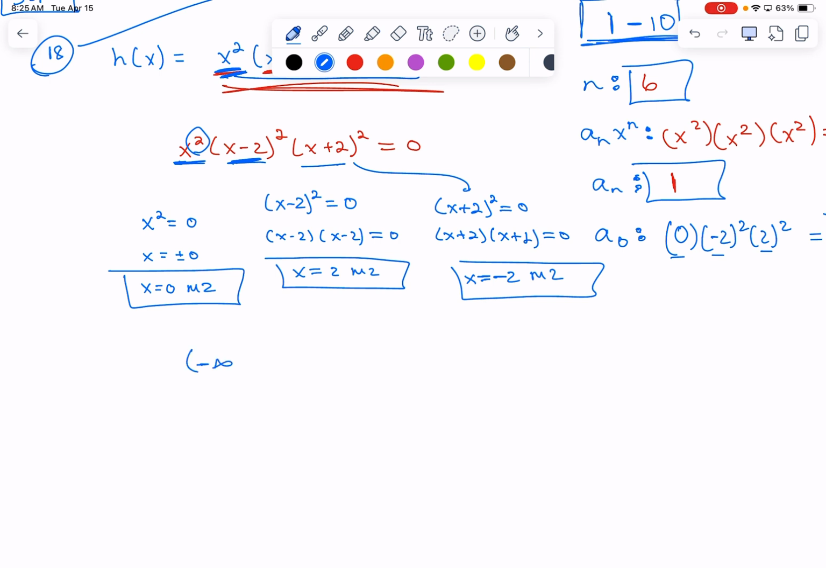It's negative infinity to what? Negative 2. What's the next one? Negative 2 to 0. What's the next one? 0 to 2. What's the next one? 2 to infinity. Is everybody okay with that? So, set up my sign analysis.